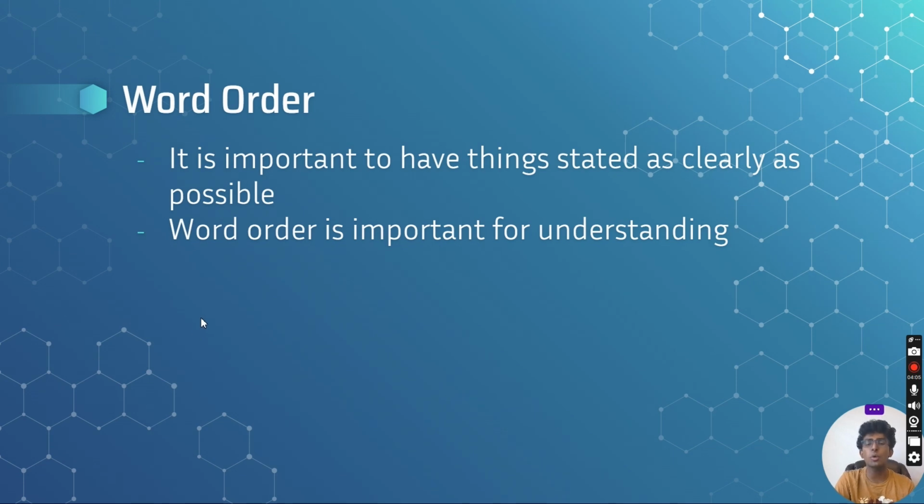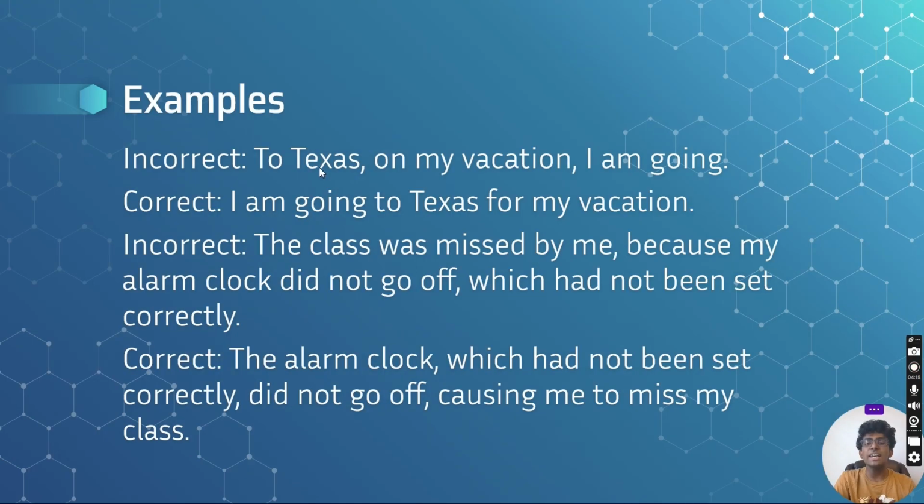All right, word order is another important thing. You want to have sentences or things stated as clearly as possible so that way the reader understands what the writer is trying to say. So for example, to Texas on my vacation, I am going. Okay, if you are reading this, you have no idea what's going on because it just makes no sense. It's in complete disarray. So you could rephrase this to say, I'm going to Texas for my vacation. Okay, that makes more sense.